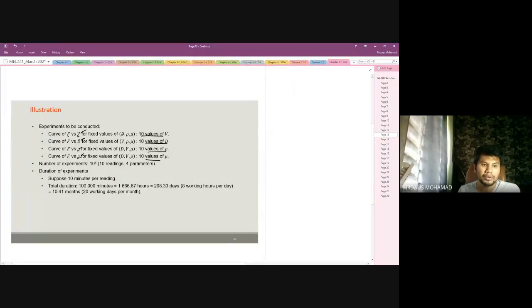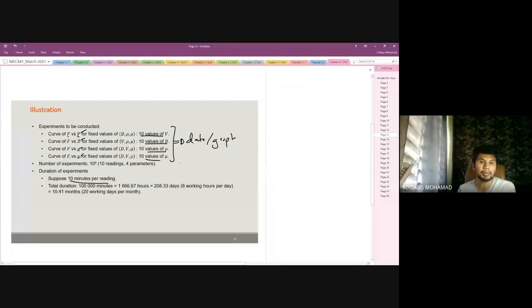Okay. So duration of the experiment suppose 10 minutes per reading. Kalau contoh kita nak dapat bacaan yang stable 10 minit satu reading. So kita akan dapat 100,000 minit, 10^4 x 10 bersamaan dengan 100,000 minit, bersamaan dengan 208.33 days, bersamaan dengan 10 bulan ataupun 20 working days per month. Okay, so 10 bulan masa yang perlu kita ambil untuk come out with this data and then graph.